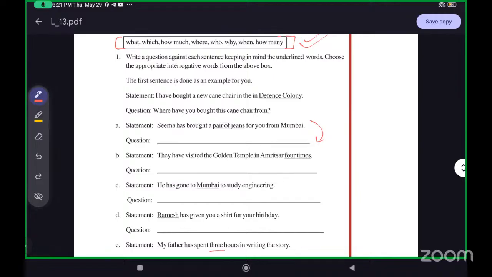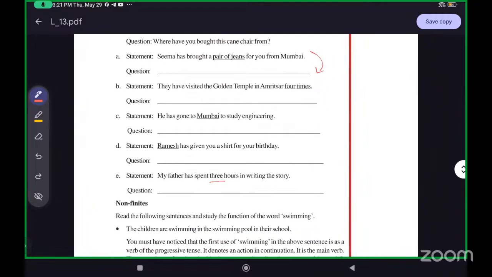Third one, Megan. Where has he gone to study engineering? Yes. Where have you gone to study engineering? Yes, good. And the fourth one. I wrote, who has given you a shirt for your birthday? Okay. Alright. And Megan, last one. How many hours did your father spend on writing the story? Yes. Correct. Very good. You have to use has or have.